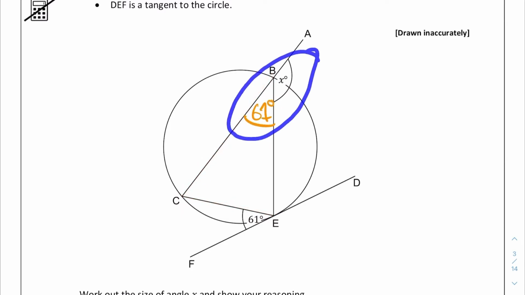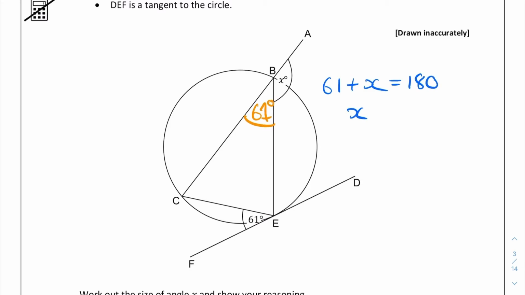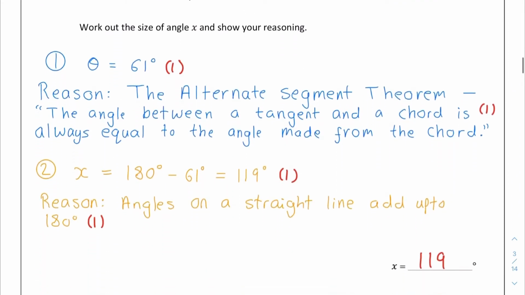Then looking at this, I know that angles on a straight line add up to 180. This means that 61 plus x must equal 180. X is going to be 180 minus 61, which is 119 degrees. So that's our answer for X. I've explained the reasoning behind my working out, but in an exam, you're going to have to lay it out just like this. You can pause the video if you want to look at this in more detail.